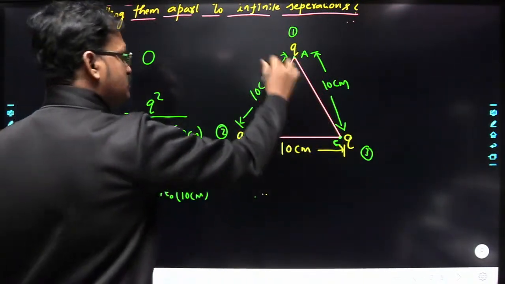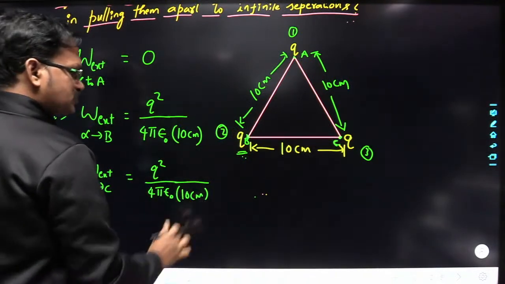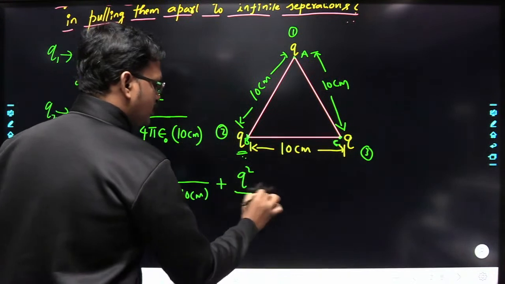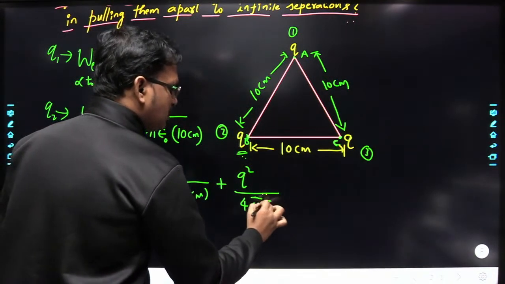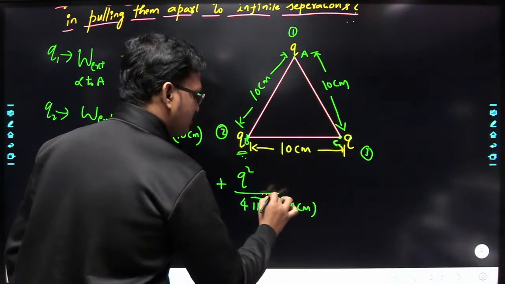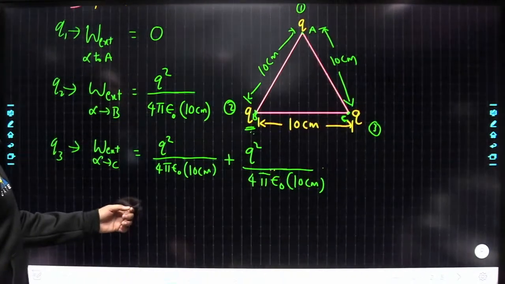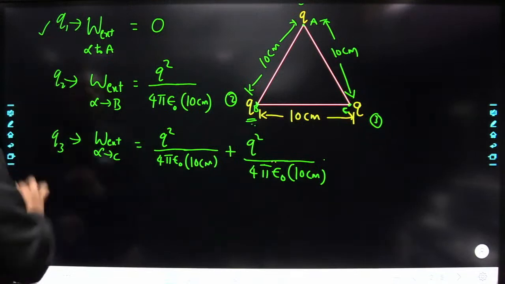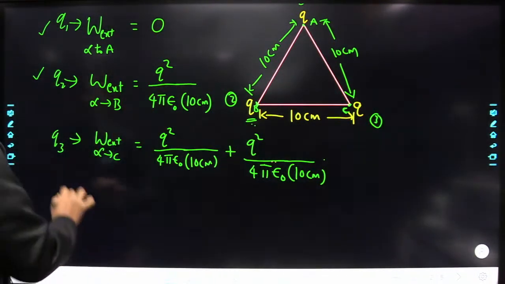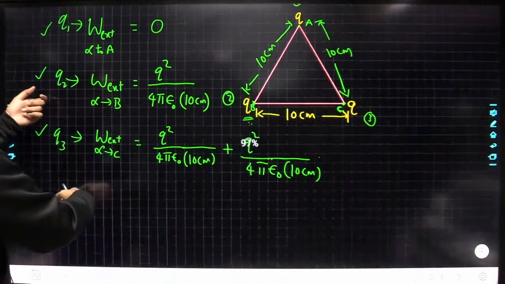Q2. So against Q1 we got Q square by 4 pi epsilon naught into 10 centimeters, plus against Q2 you will get Q square by 4 pi epsilon naught. What is the distance from here to here? It is also nothing but 10 centimeters. Understood? So the work done in order to bring Q1 is 0, the work done in order to bring Q2 is this much, and the work done in order to bring Q3 is this much.